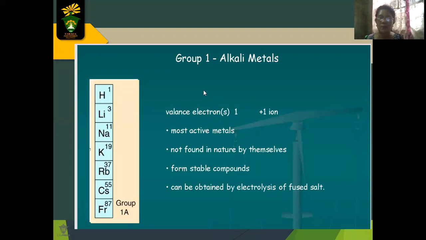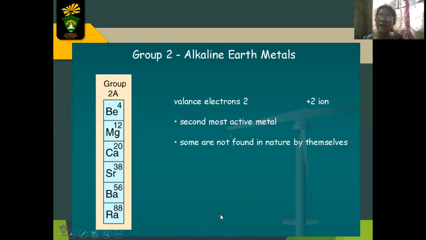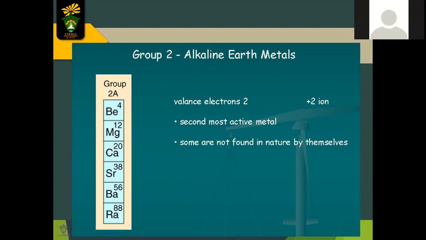Group 2A are known as the alkaline earth metals. It starts with beryllium, magnesium, calcium, strontium, barium, radium. Their outermost shell has how many electrons? It has 2. This is the second most active metal. Some are not found in nature by themselves.